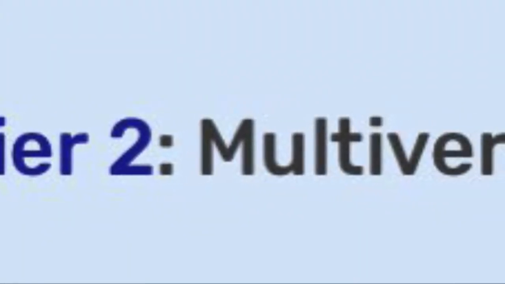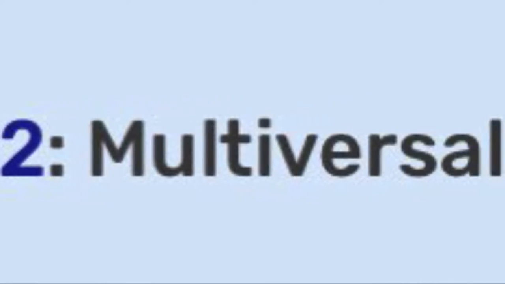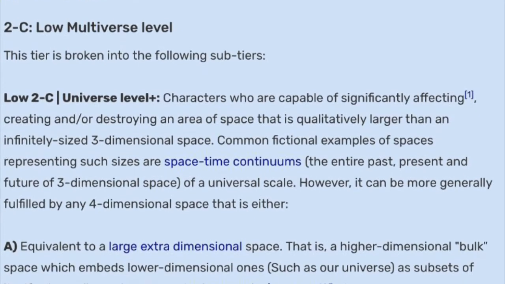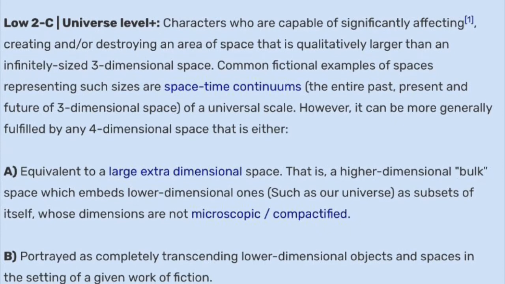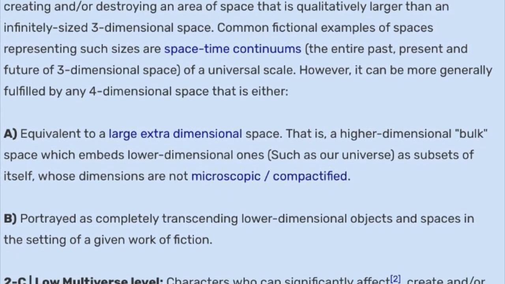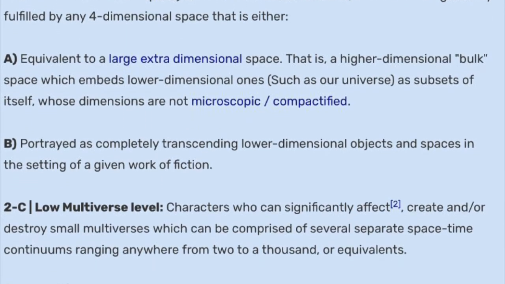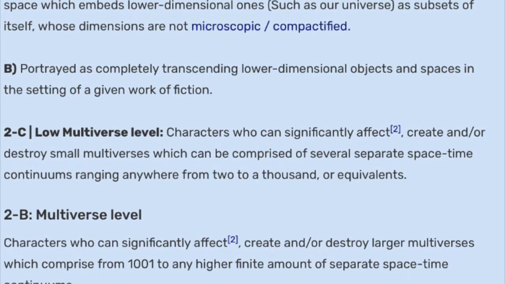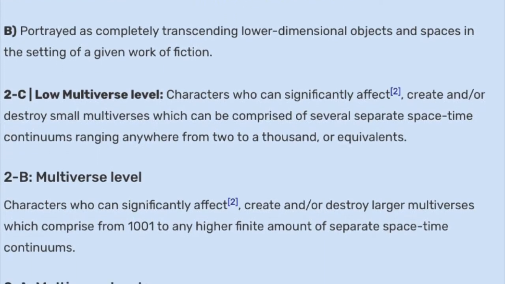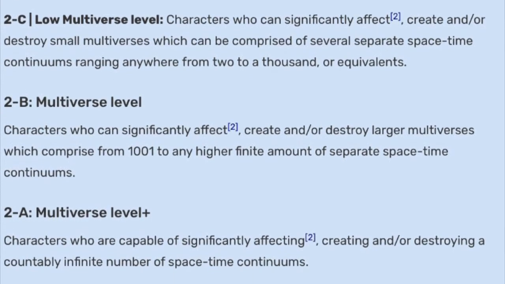Now this is where it gets really complicated. Tier 2 is multiversal. There are 4 sub-tiers in multiversal. The first one being low 2C, universe level plus. You can create or destroy more than infinite universes. Next is 2C, low multiversal level. You can create or destroy small multiverses with their own separate space-time continuums. A good example of this is Goku.